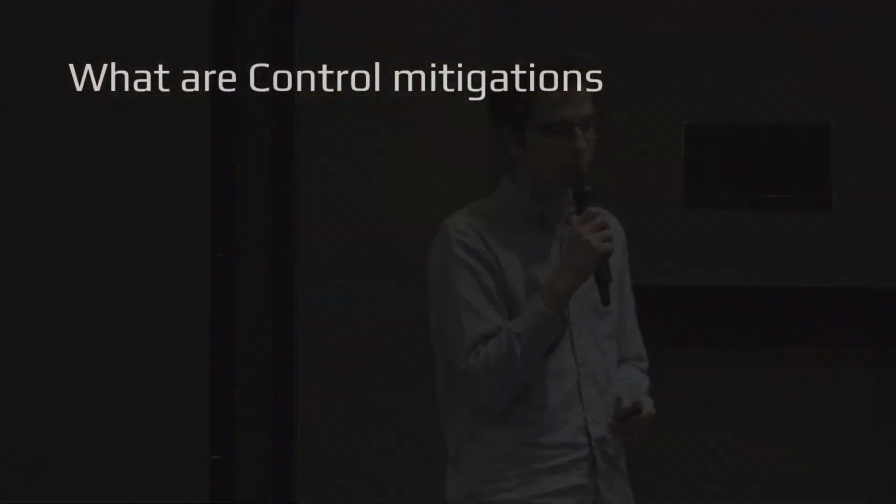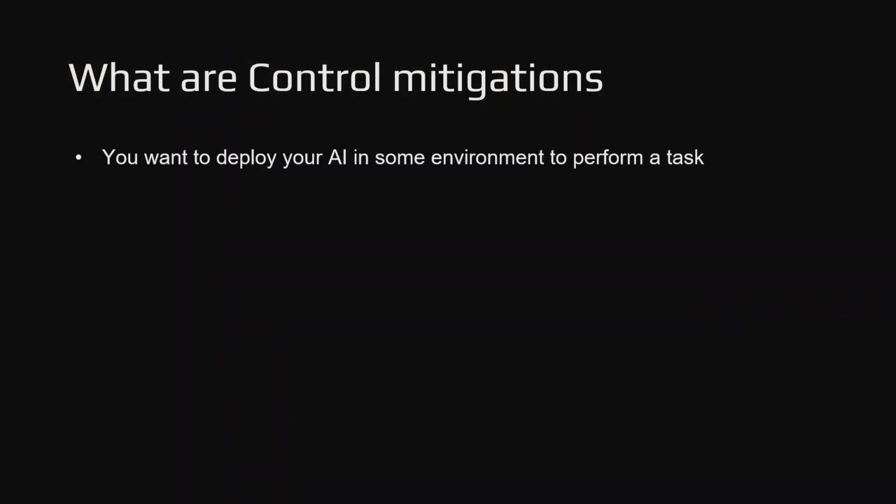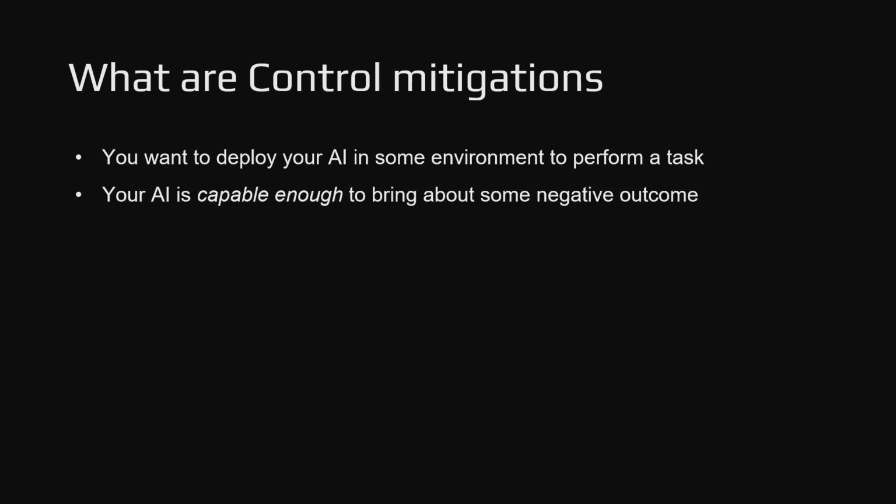So what are control mitigations? Well, say you want to deploy your AI in some environment to perform a task. Say your AI is already capable enough to bring about some particular negative outcome, like, for example, exfiltrating its own weights from the lab. So regardless of whether the AI will actually try to do this, if it tried to do this, it would already be capable enough.